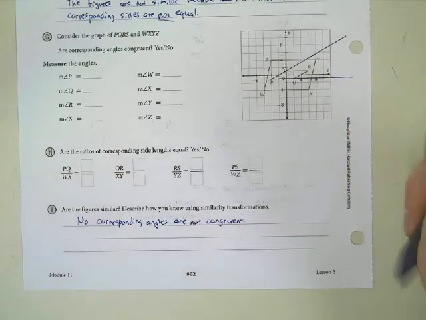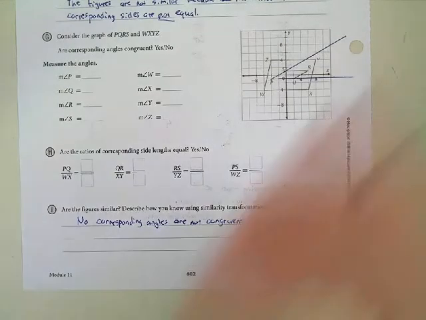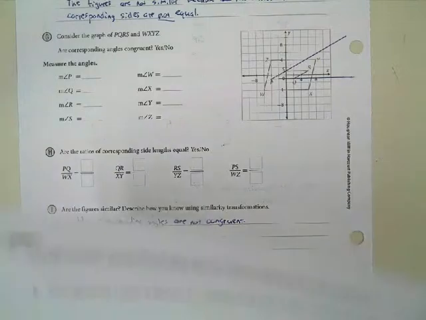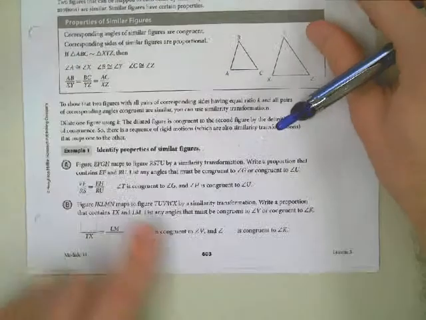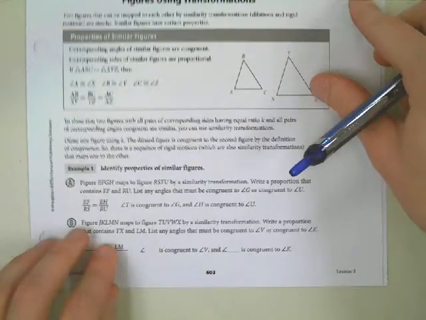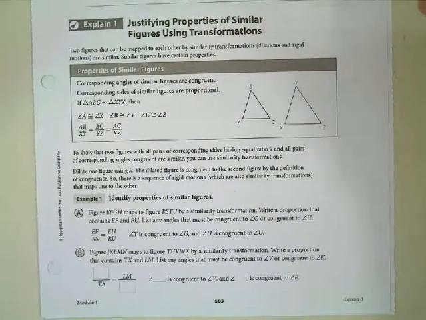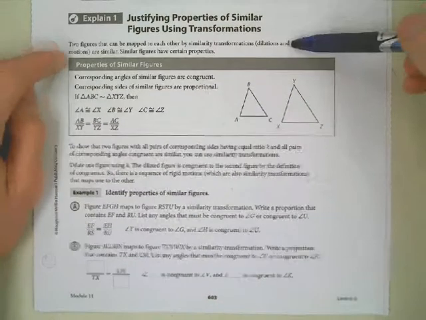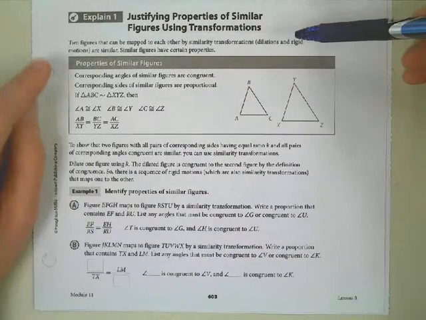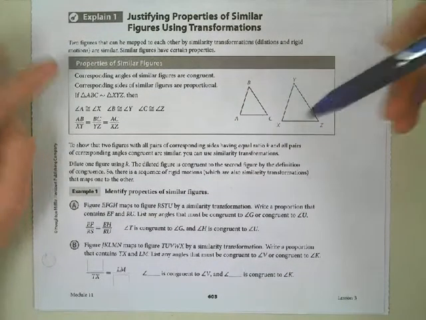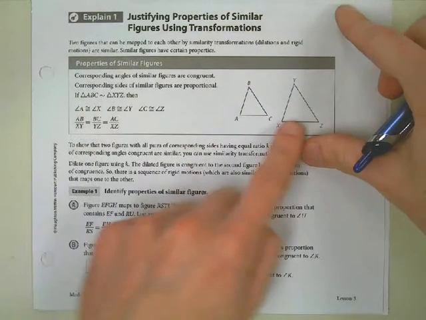Next thing I want to talk about is this. Page 603 now, please. We're going to be justifying properties of similar figures using the transformations. So we basically got this property right here. We already know this, right? Corresponding angles of similar figures are congruent. Corresponding sides of similar figures are proportional.